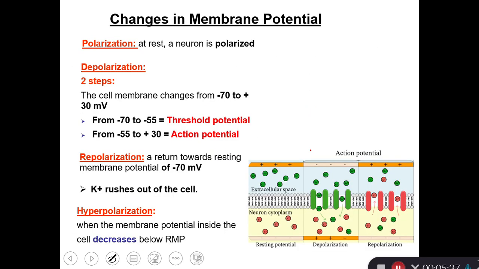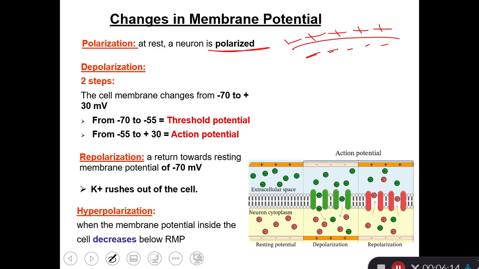So the changes in the membrane are depolarization, repolarization, and hyperpolarization. During rest, the neuron is polarized, meaning that the inner side is different from the outer side. The inner side has a minus 70 millivolt charge, and the outer side is positive. Then depolarization, meaning that we are reversing that. So the inner side now is going to become positive.